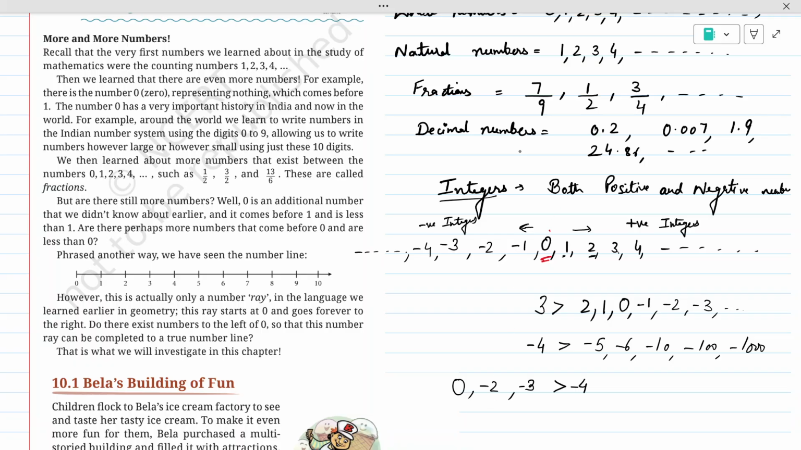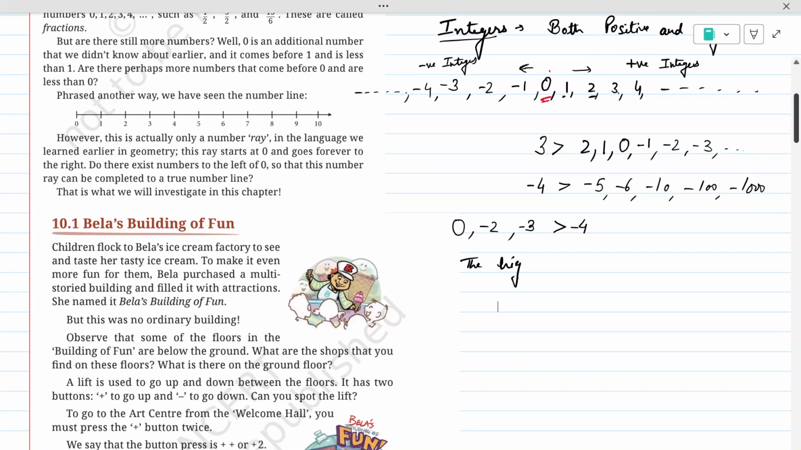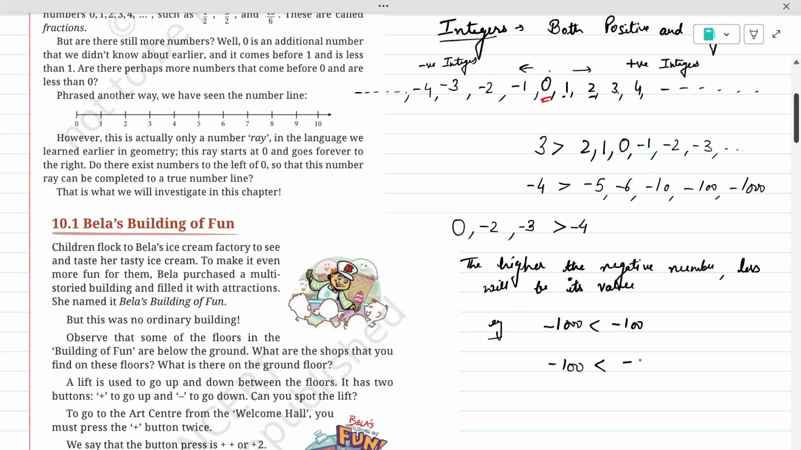Okay, so here I am writing this thing: the higher the negative number, the less will be its value. That means, for example, -1000 will always be less than -100. -100 will always be less than -1.